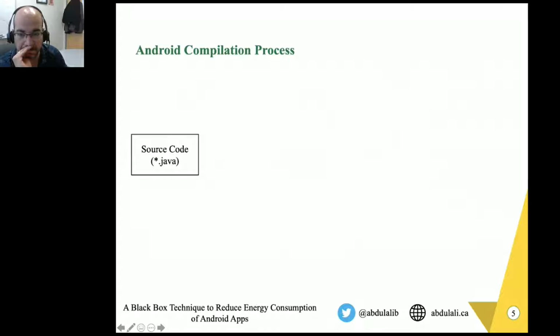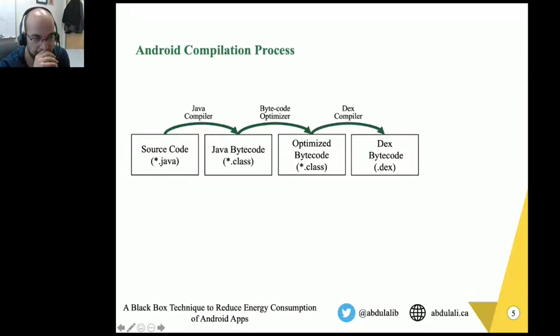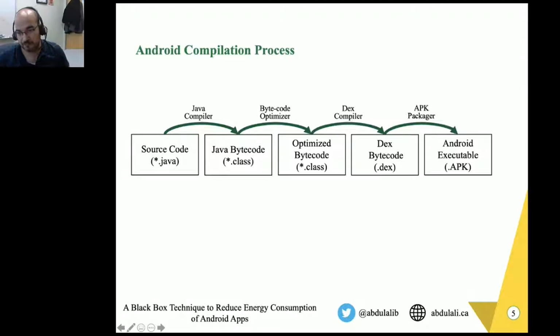First, I will explain how the Android compilation process works. The source code written in Java is compiled by the Java compiler into Java bytecode. Then an optimizer performs bytecode level transformation to further optimize the bytecode. After that, a DEX compiler converts bytecode classes into DEX bytecode, and finally, an Android APK packager packages this bytecode into an Android executable format that is called an APK. We investigate if the bytecode level transformations that the optimizer performs can be used to optimize energy consumption or not.